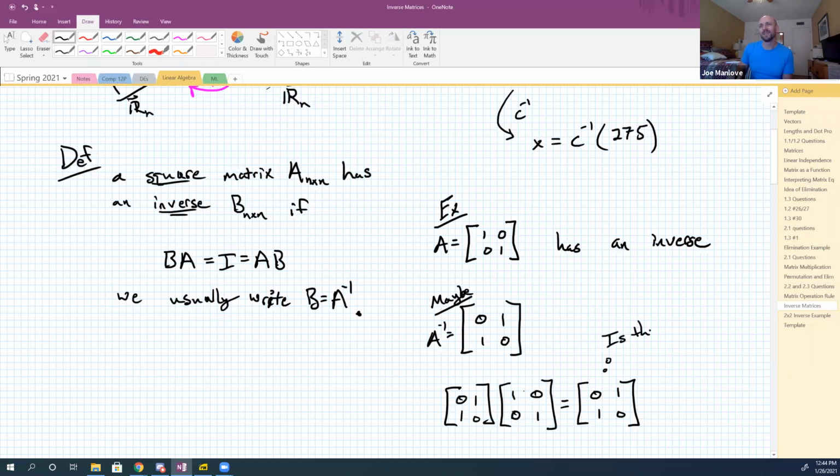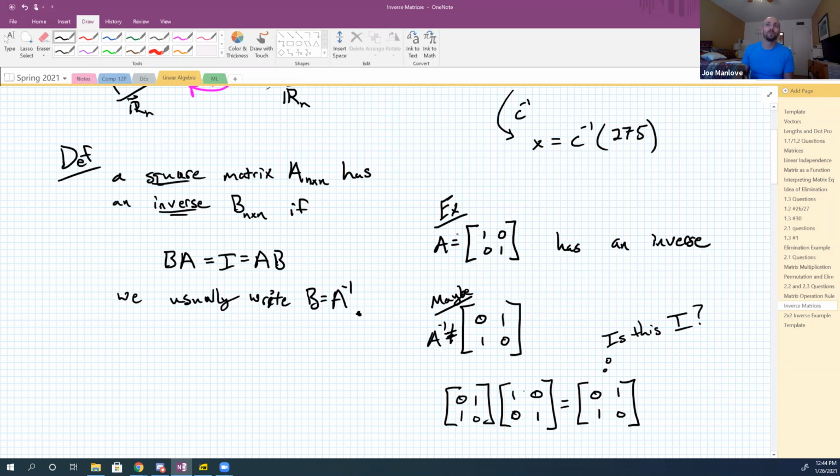Is this I? Is that the identity matrix right here? No. Damn it. Okay. So A inverse is not this thing, because I know that if I multiply this thing on the left, I get something that is not the identity matrix. You guys see that process? Okay. So that didn't quite work.